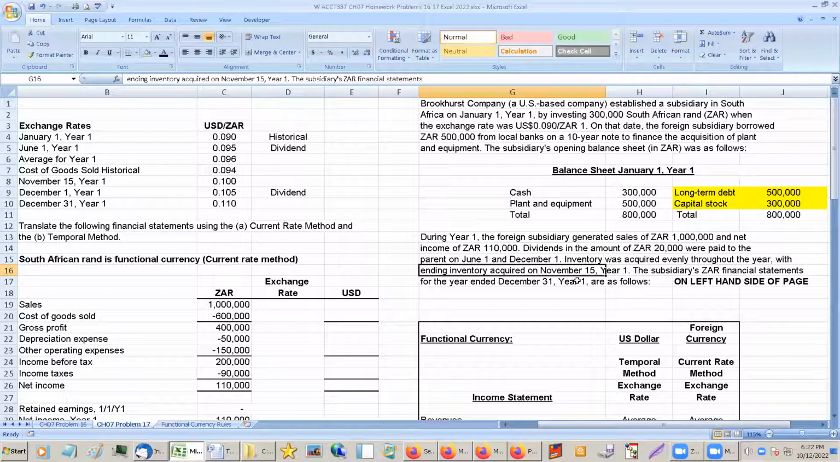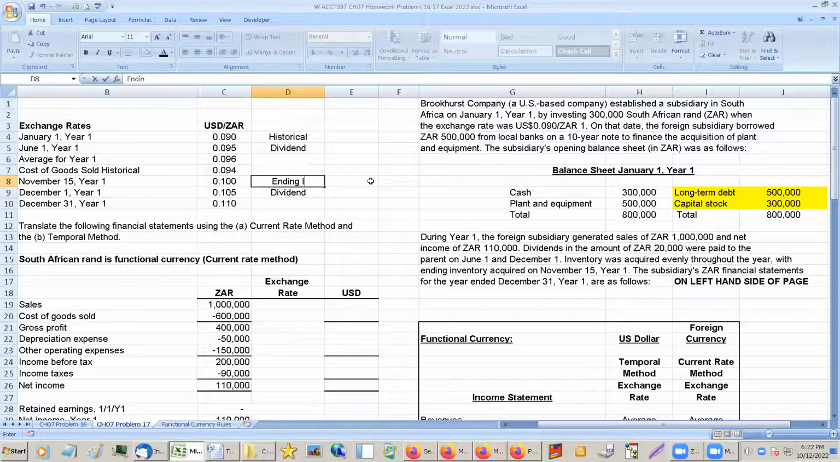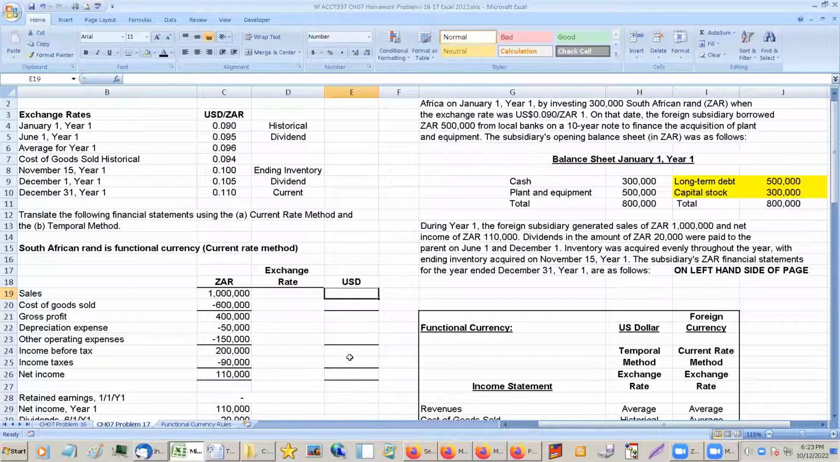Ending inventory was acquired on November 15th. So November 15th, this will be the ending inventory. The cost of goods sold, obviously. All right, I think that's all we need, right? Average. This will be the current. Okay. So we go to.